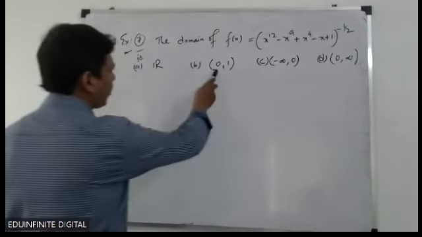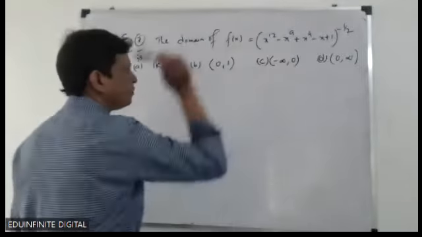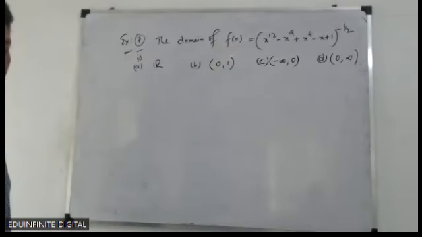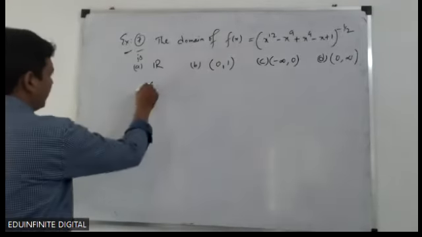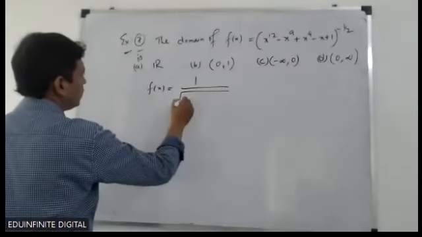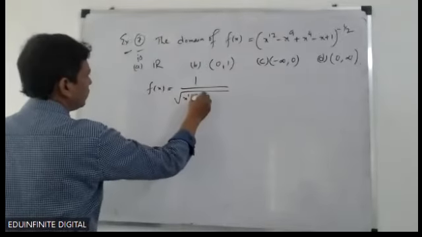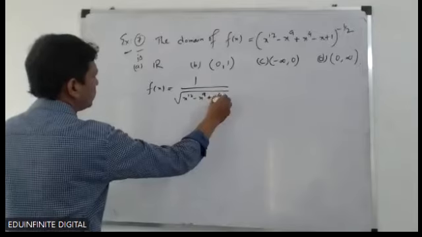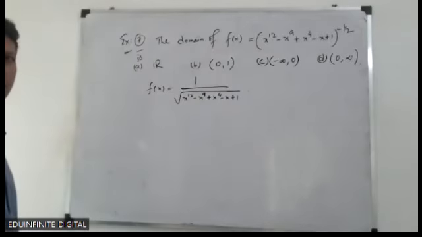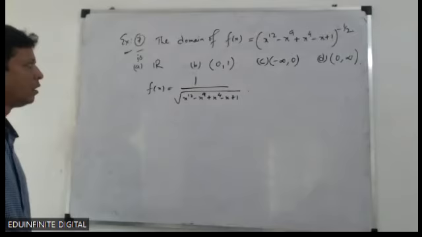So all are in the neighborhood of 0. You see the options. So how will you start? Just a second. It's under the root. It is actually under the root. I guess it will be the set of all real numbers.